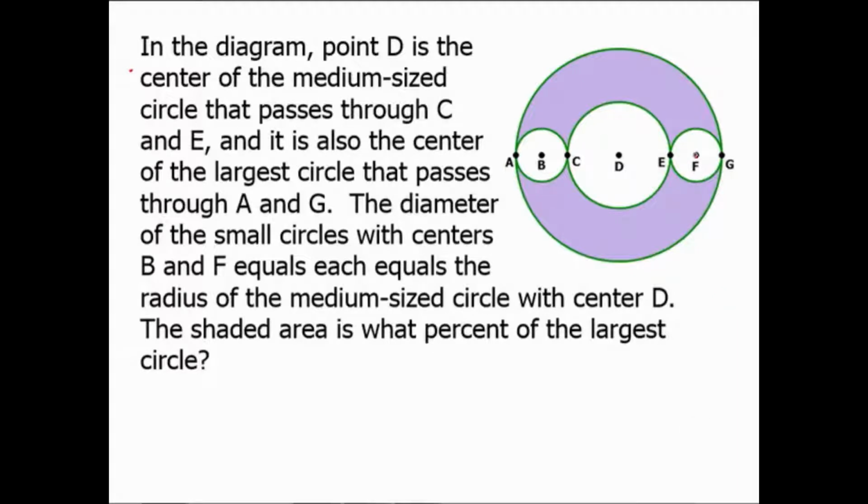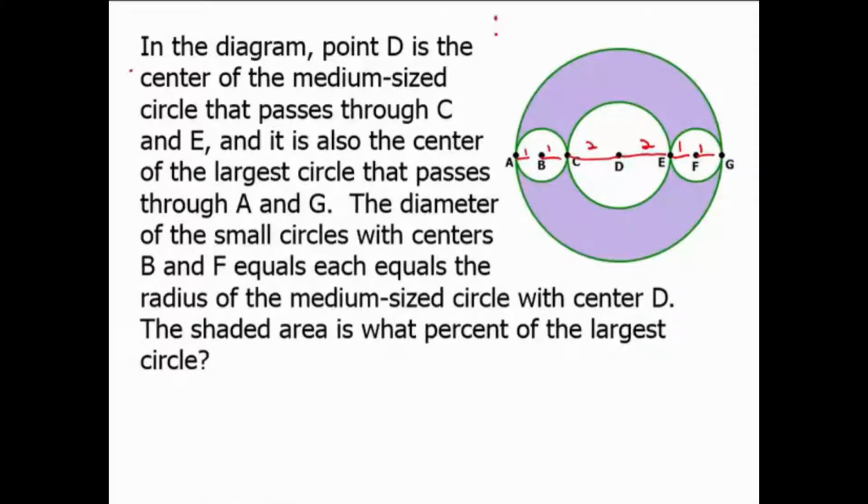So here's how I'm going to approach this. I'm going to say that these distances here are 1. And of course that diameter is 2, so that means that this distance is 2 and this distance is 2. So notice that the whole circle has a radius of 4.